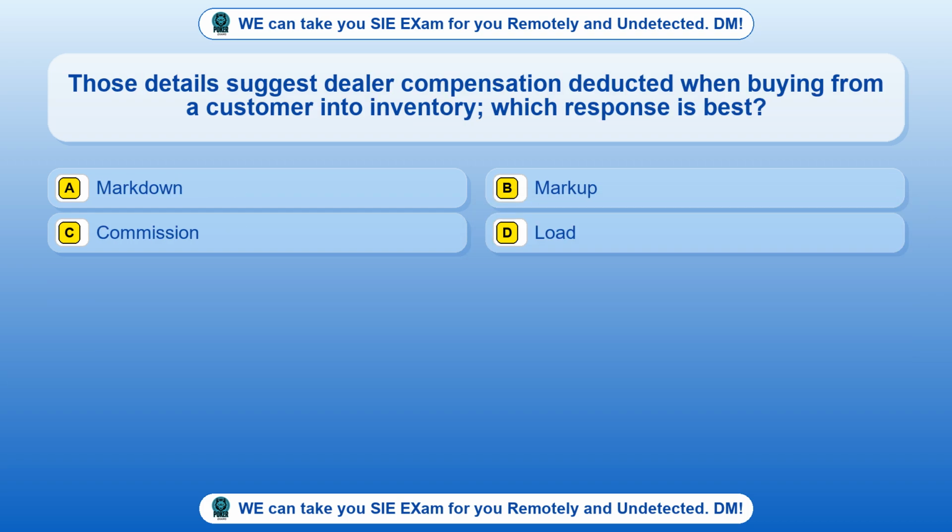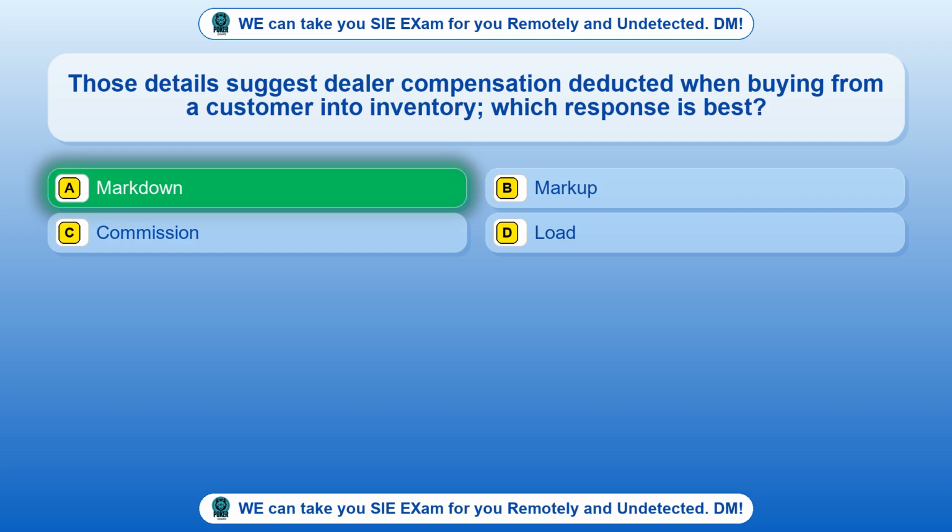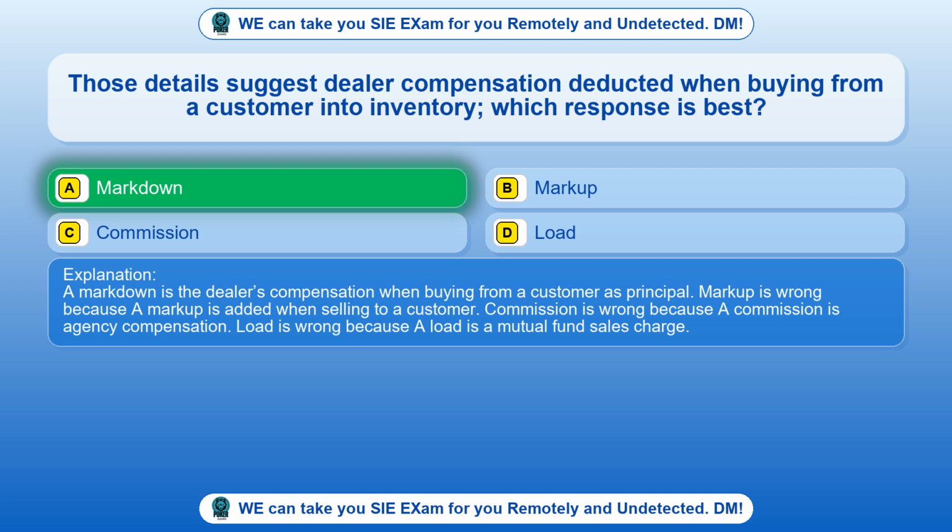Question 97. Those details suggest dealer compensation deducted when buying from a customer into inventory. Which response is best? Option A, markdown. Option B, markup. Option C, commission. Option D, load. The correct answer is option A, markdown. A markdown is the dealer's compensation when buying from a customer as principal.